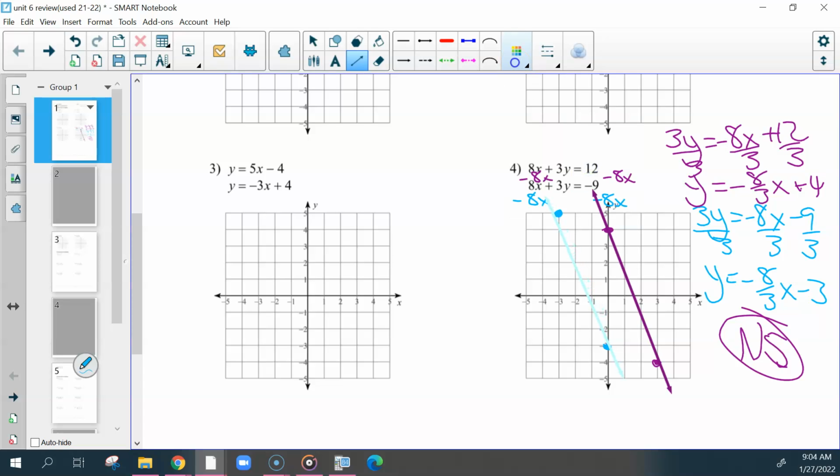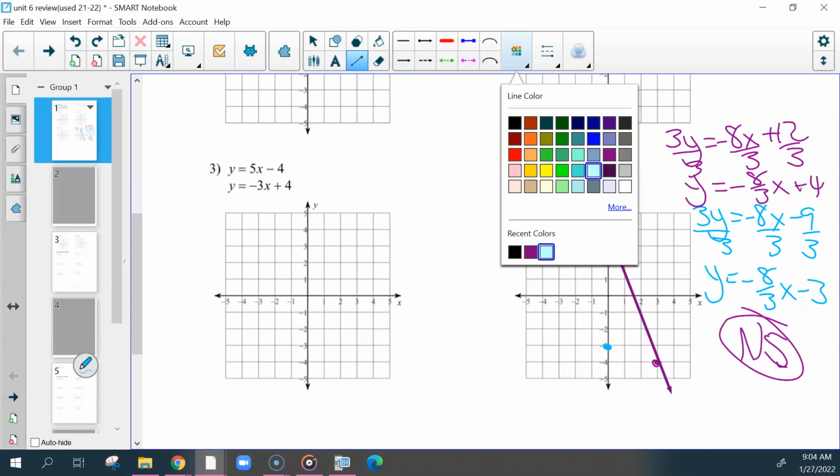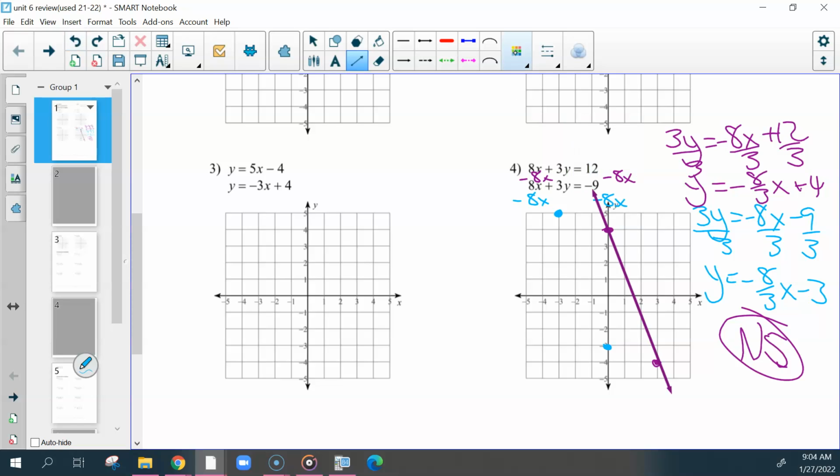Wow, you cannot see that. It doesn't really match the way.